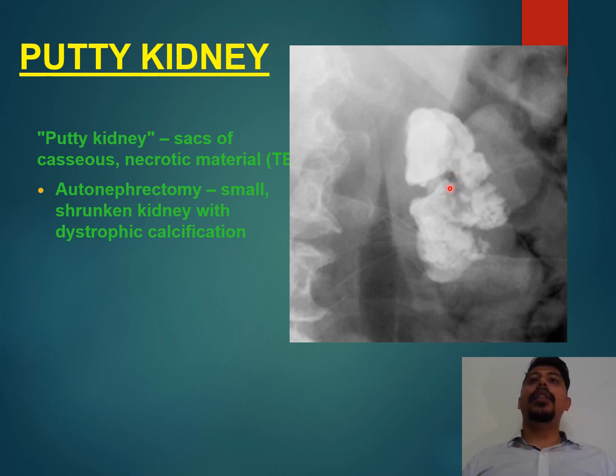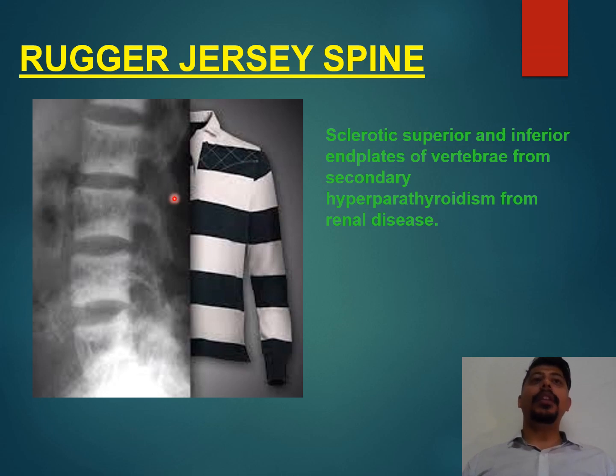Putty kidney. It is an autonephrectomy, as we know. It is seen in tuberculosis. Characteristic feature of tuberculosis: a small shrunken kidney with dystrophic calcification, with caseous and necrotic material, gives the appearance of the putty kidney. Rugger jersey spine, as we have seen, is seen in renal osteodystrophy or hyperparathyroidism, with sclerotic superior and inferior end plates of the vertebra.